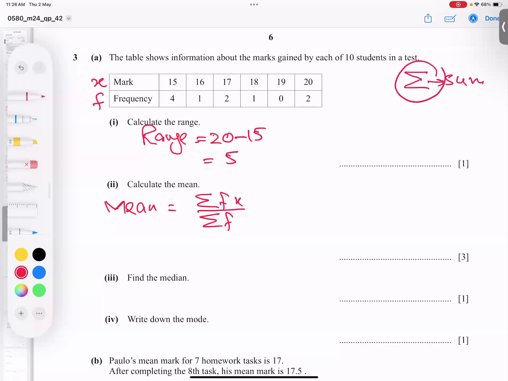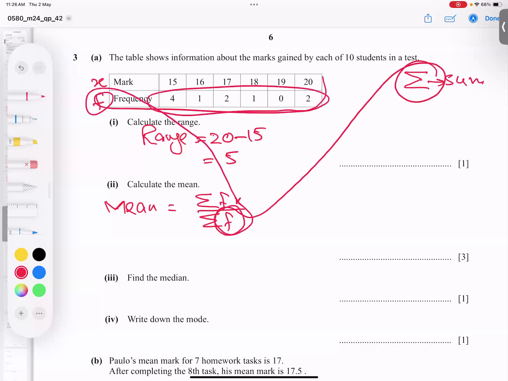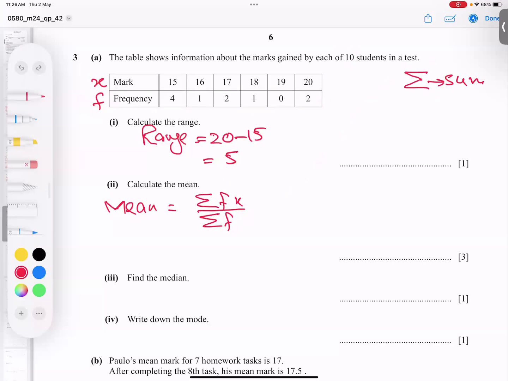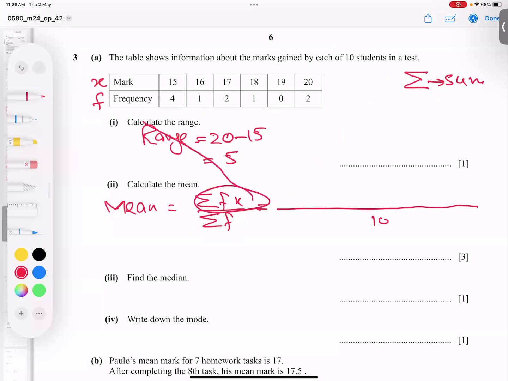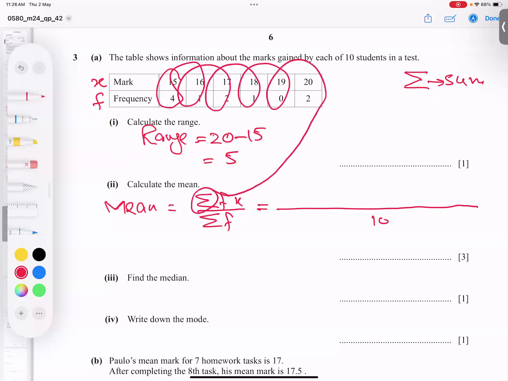The sum of what column? This column, which means F. F column means add them all, which is 10. It means the denominator I got directly without any working. Sigma F means add all the F values, which are 10. But the upper number, I don't have it. Fx means product, multiply. So I will multiply all values and add them all.